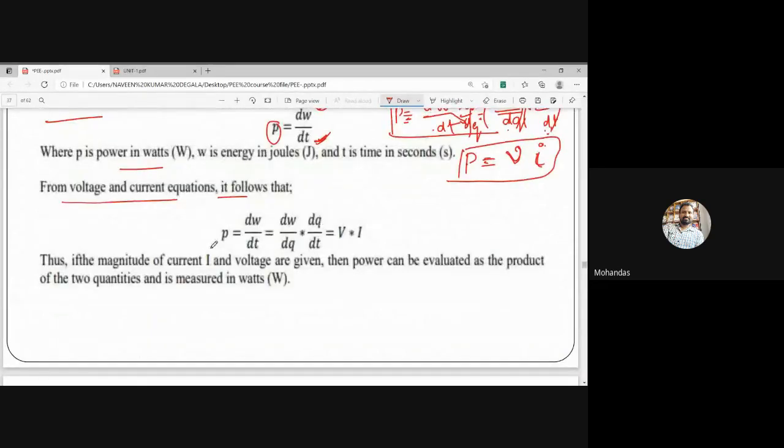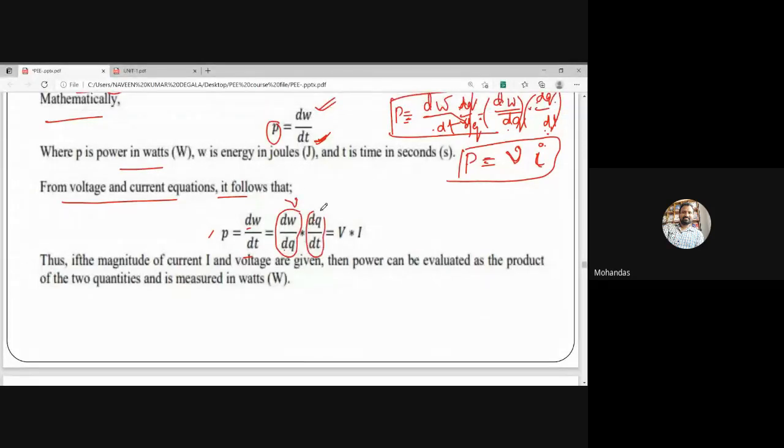See here. In this equation, the same thing is explained. P equals dw by dt, which equals dw by dq and dq by dt, which equals voltage V and current I. So V into I. The actual formula is dw by dt, and if you want to write power in the form of voltage and current, it is V into I. So this is a very, very important equation. Many times we use it. This is equation number 3.